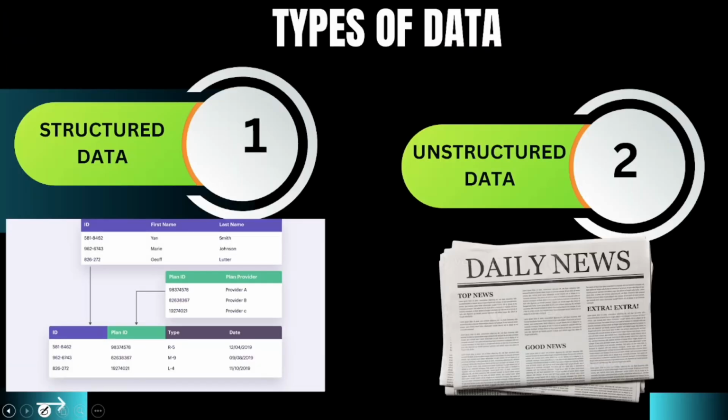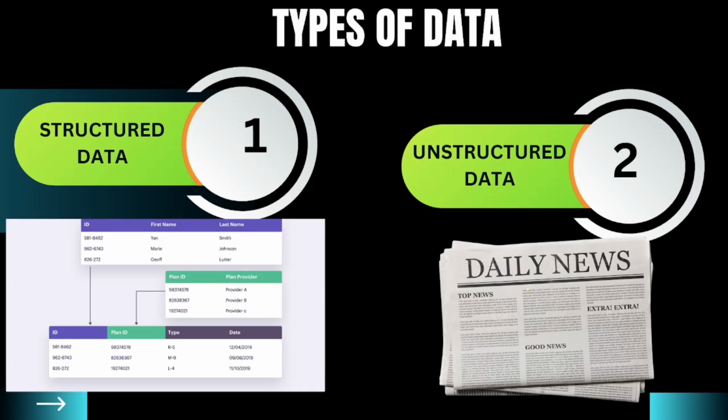And the next important concept is types of data. When it comes to types of data, here we are going to discuss only two types. Last year we discussed structured, semi-structured and unstructured. But here we are going to discuss only two: one is structured data and another is unstructured data. Structured data is in the form of rows and columns. It will be in a proper table and each one will indicate proper information. That is called structured data.